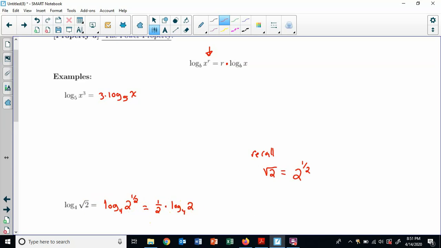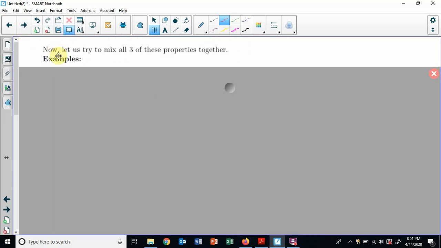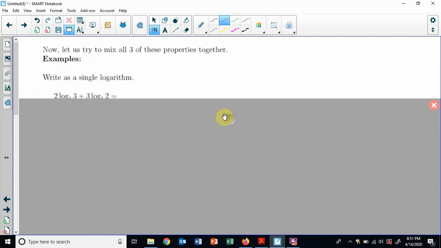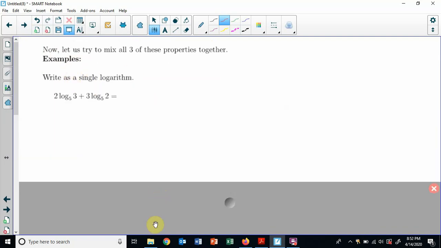Alright? So that's pretty awesome. That helps us manipulate a lot of things. You'll see over the next few sections where some of these may come in handy for solving and such. Okay? So now let's just do a last little bit. Almost done. We're going to try mixing all these properties together. So the first few I want you to write as a single logarithm.